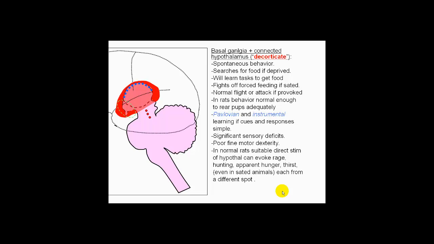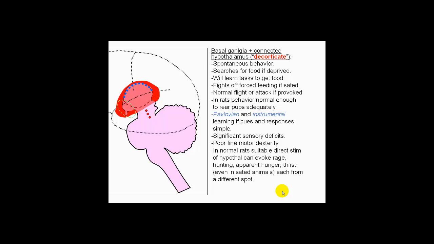Rats will learn to run a maze and learn which side the food is on. That's all instrumental conditioning, instrumental learning, sometimes called operant conditioning or operant learning, but instrumental learning is probably a better word for it. So anyway, these animals without a cortex can do both those kinds of learning perfectly well.